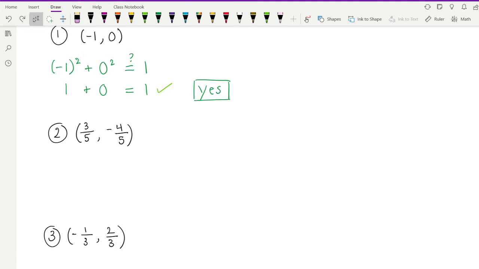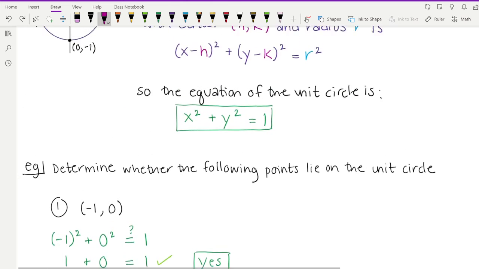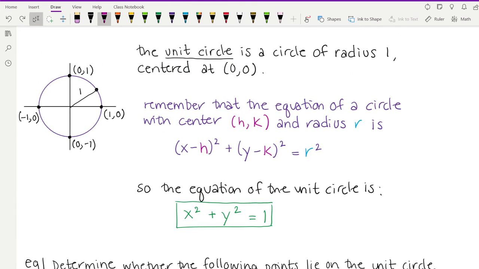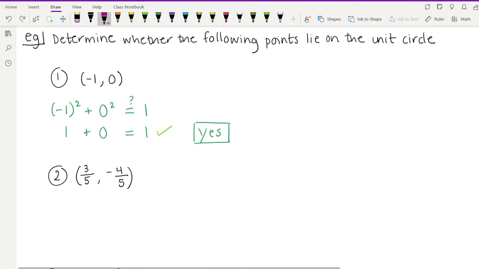Okay, so let's check another one. This is the point 3/5, -4/5. This one is a little harder to tell whether it lies on the circle or not. It looks like maybe it could. 3/5 is a little more than a half, and -4/5, maybe it's down here somewhere, but we don't know for sure. So let's actually check it out.